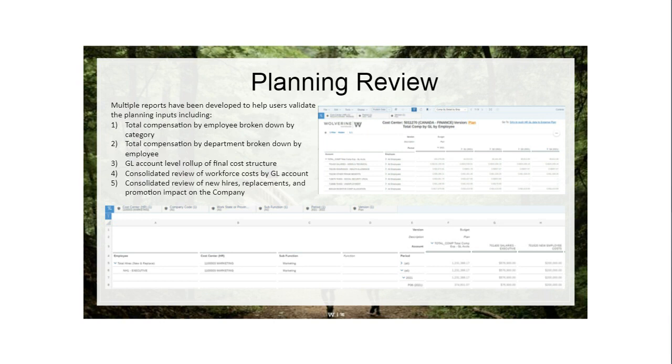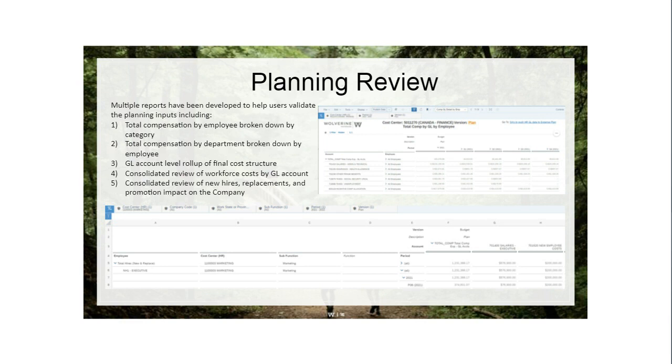So we were able to build out multiple reports that broke down the details for all the users, including reports that provide total compensation by employee, and that would be broken down by category, such as base salary, fringe benefits, taxes, bonuses, etc. The second one would be total compensation by department. So a department leader could understand their total cost of employees and compare it to prior years or prior periods and make sure that they were hitting their budget targets appropriately.